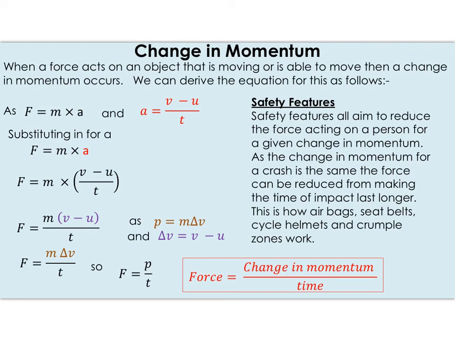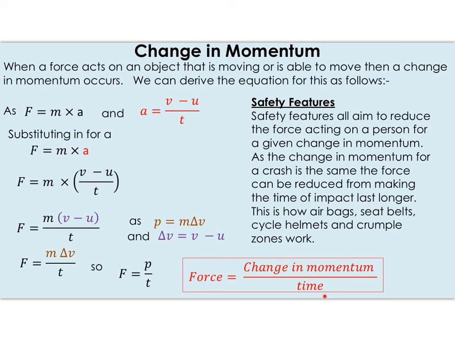Safety features all aim to reduce the force acting on a person for a given change in momentum. So it doesn't matter what collision you're in, your change in momentum is going to be the same. You're going to be going from whatever speed you were travelling to zero, probably. And what we want to do is make sure that the people involved in those collisions are safe. How we do that is we want to decrease the force. So the change in momentum for a crash is the same. The force can be reduced by making the time of the impact last longer.